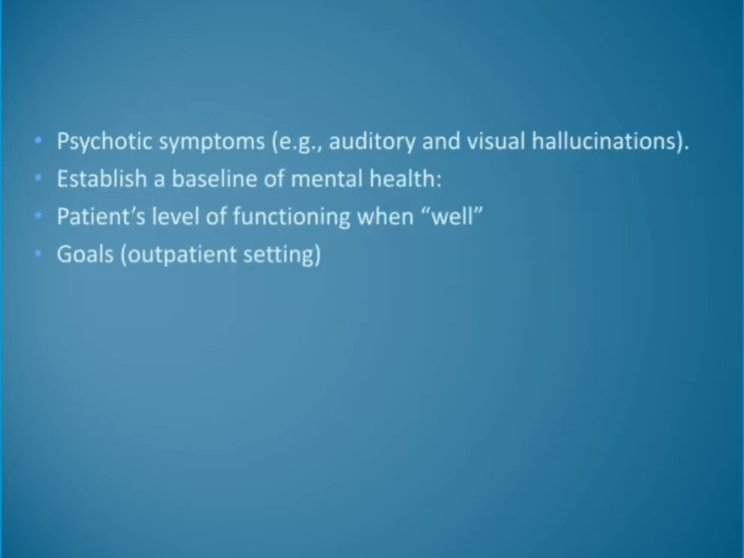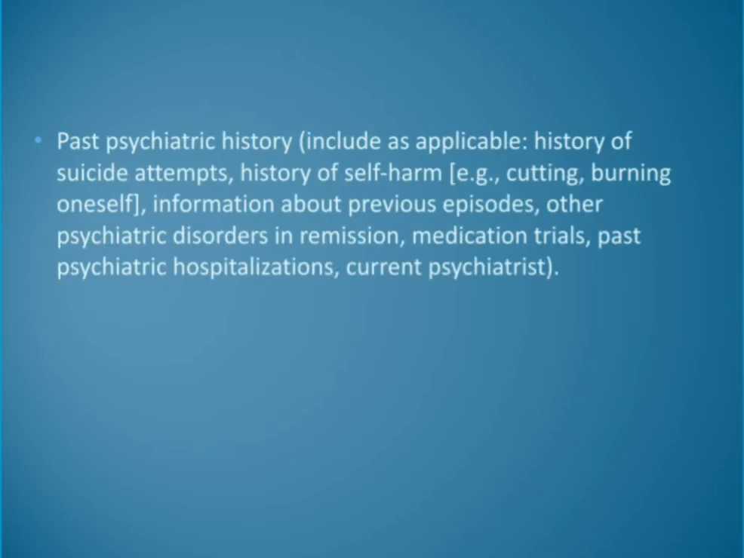Talk about psychotic symptoms such as auditory and visual hallucinations. To establish a baseline of mental health, ask about the patient's level of functioning when well and goals in the outpatient setting. Then you go to the past psychiatric history, so all that was about the history of presenting illness. Past psychiatric history includes, as applicable, history of suicide attempts, history of self-harm, cutting, burning oneself, information about previous episodes, other psychiatric disorders in remission, medication trials, past psychiatric hospitalizations, and current psychiatrist.